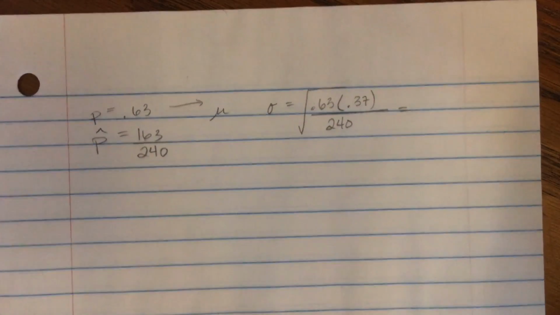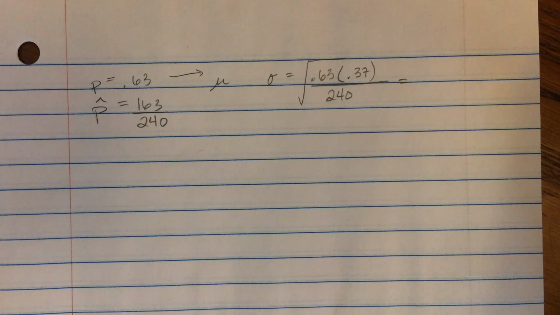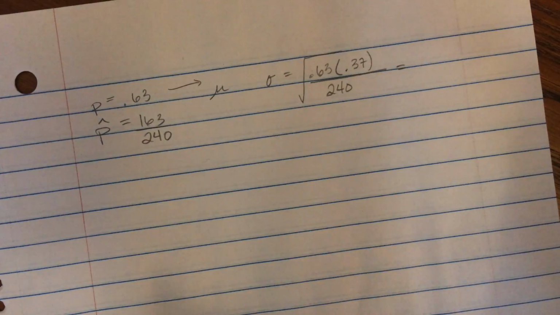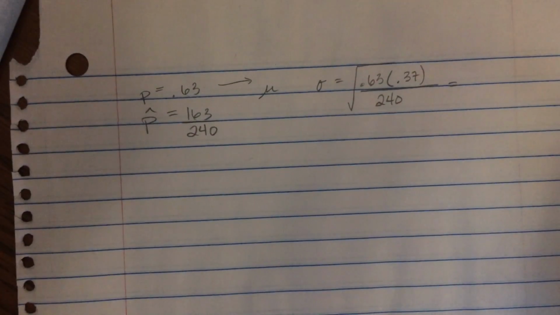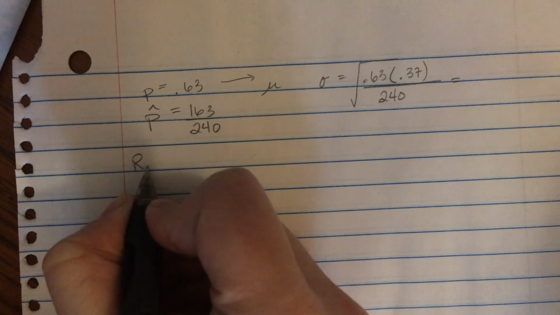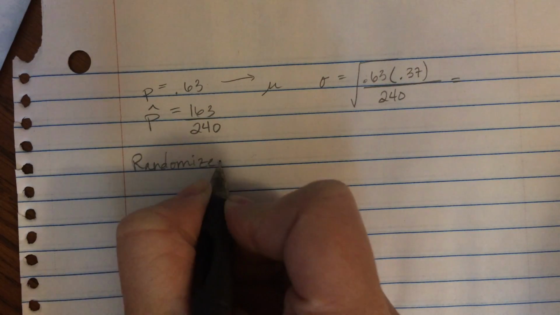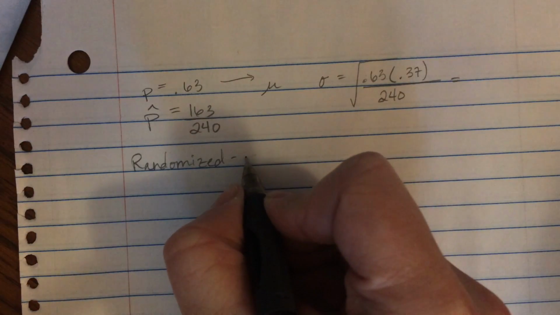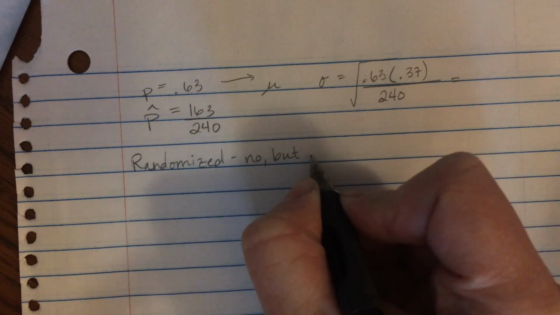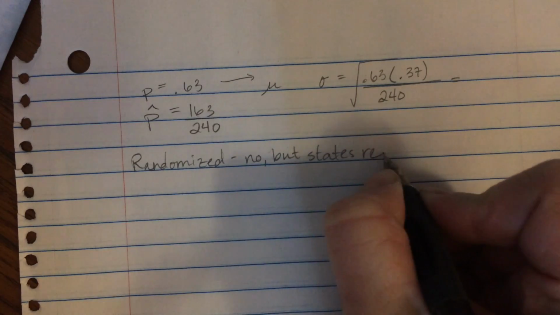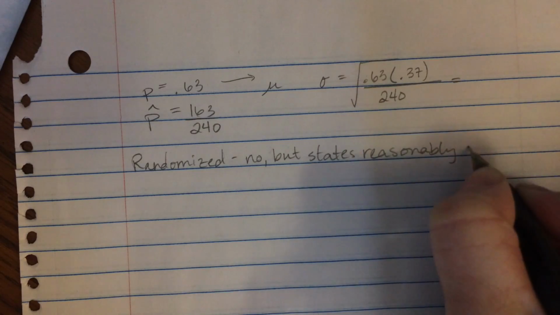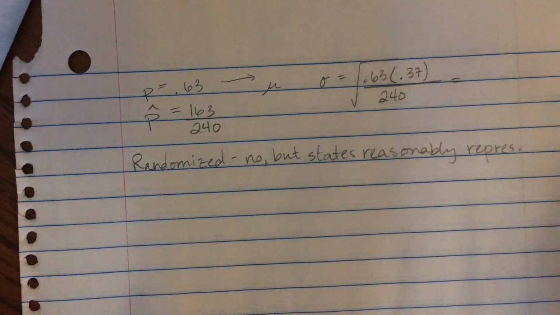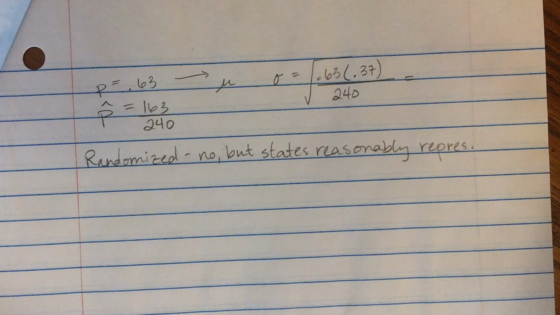So just like in the confidence intervals, the first thing that we have to do is check our assumptions and conditions. First condition we pretty much always check is the randomization condition. In this particular case, this is not going to be a randomized study, but it did say that the students taking part in the program were reasonably representative of the population. So no, but it states reasonably representative. As I've mentioned before, the conditions are pretty much the most obnoxious part of this.